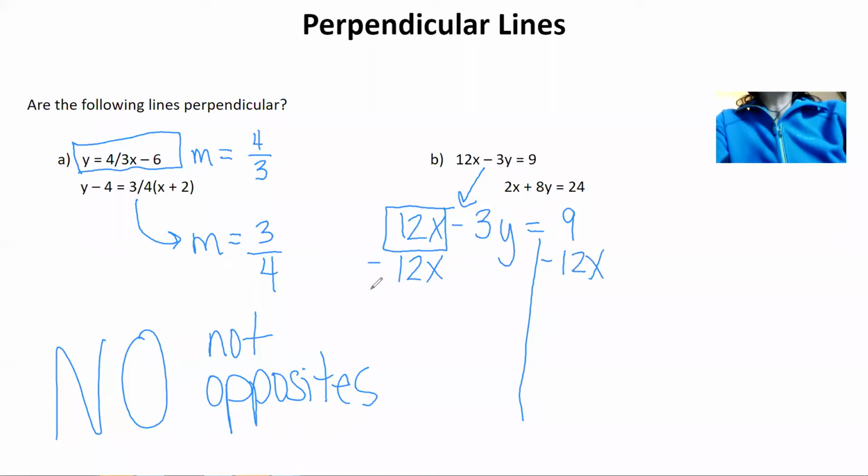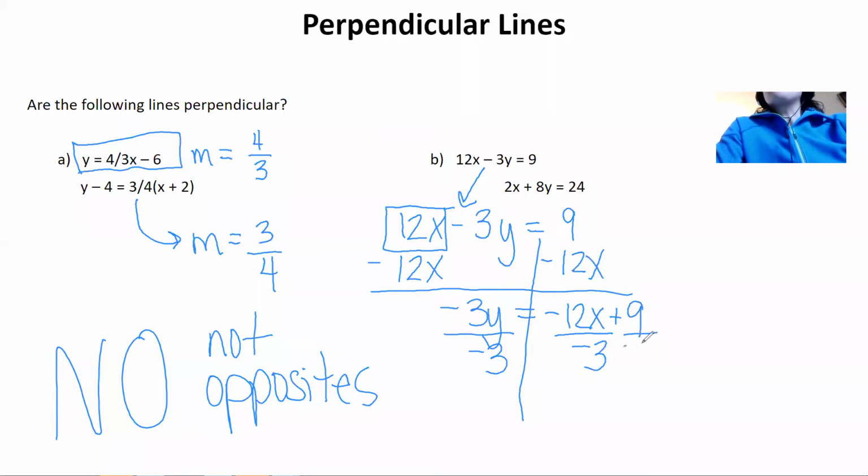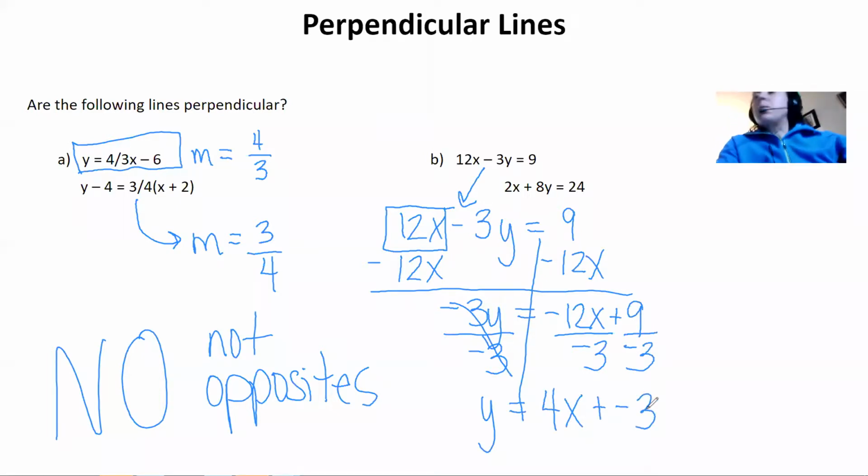And guys, remember, these steps remain the same. They don't change. Okay, so -3y equals, and then the -12x is going to go in front, and the +9 stays in the back. And we just keep whatever sign's right in front of it. Final step is I'm going to divide by the number right in front of y, my coefficient. So we are left with 4x plus -3, or -3, same thing. So this slope I can very clearly see is 4.